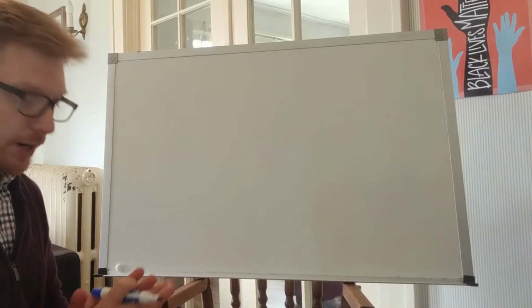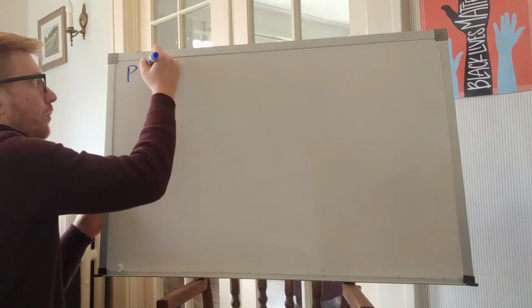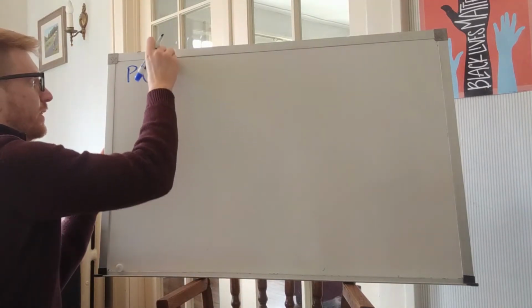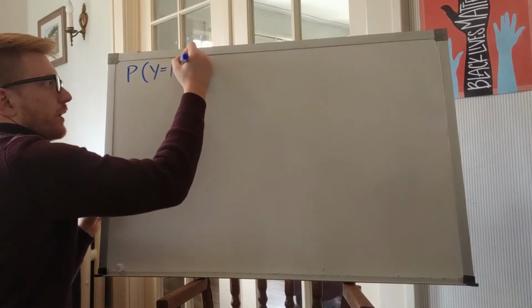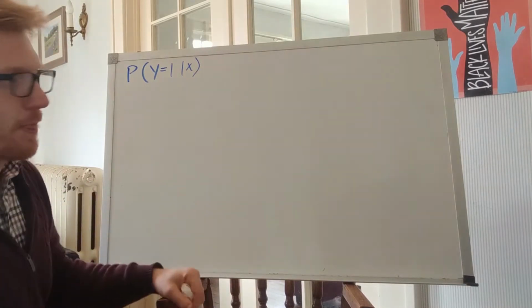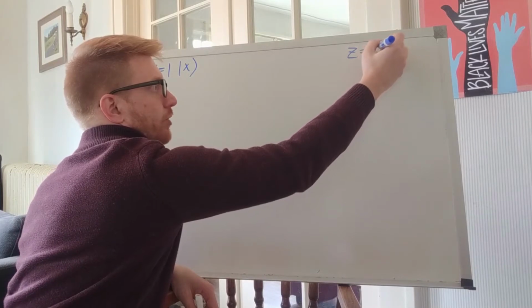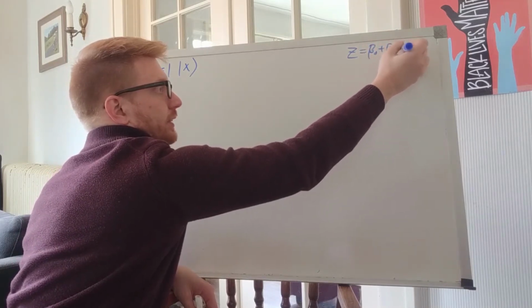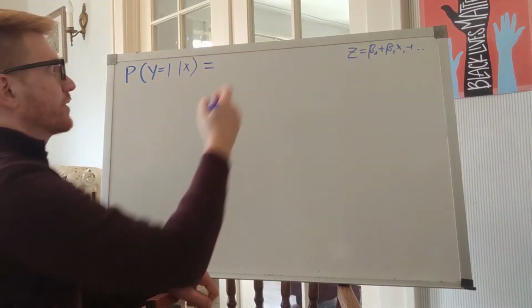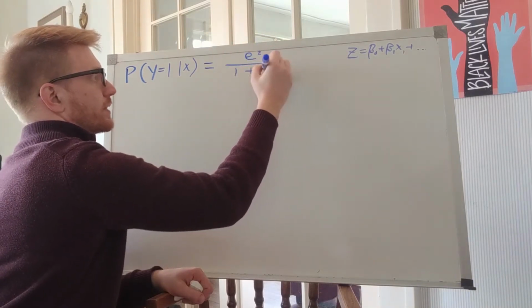So I'm going to start off by writing our familiar form for the probability that y is 1 given all of our x's. And we were using the shorthand of z to be the beta plus the betas times the x's all summed up. And we said that with the Logit function, this probability was e to the z over 1 plus e to the z.